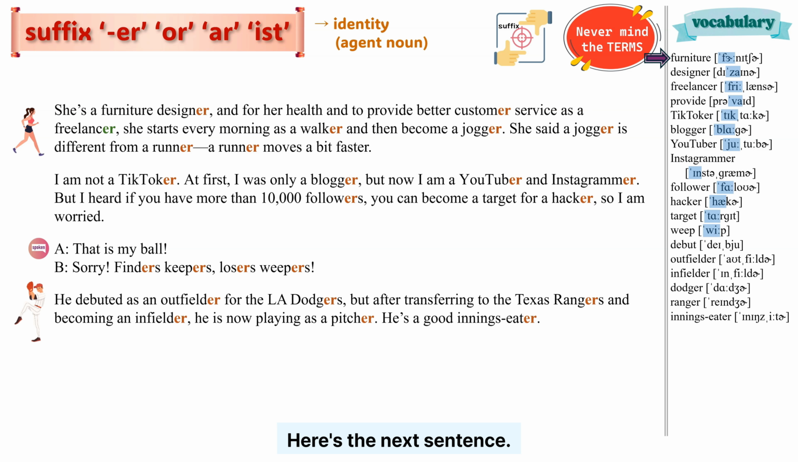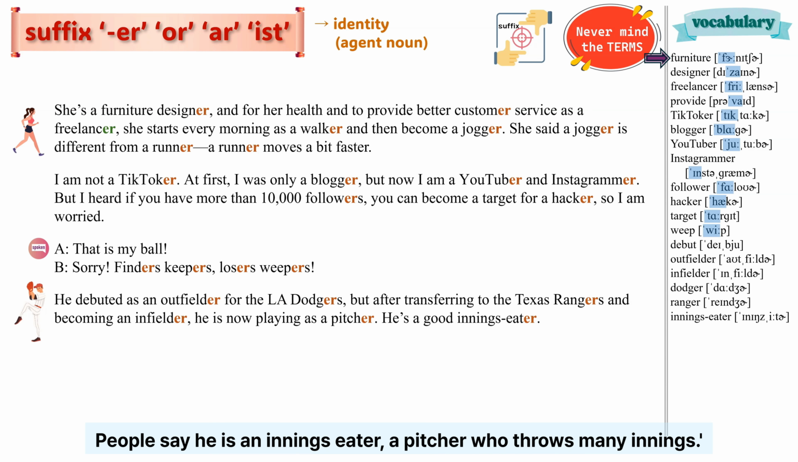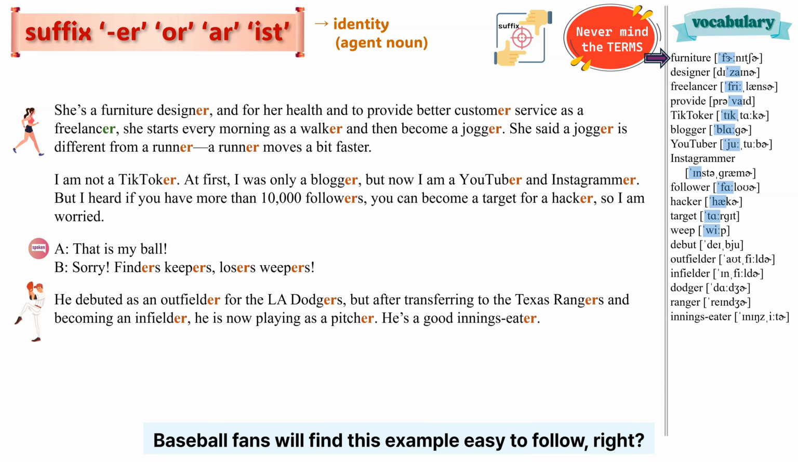Here's the next sentence. He started as an outfielder for the LA Dodgers. Then he moved to the Texas Rangers. He changed to an infielder. Now he plays as a pitcher. He is very good at pitching many innings. People say he is an innings eater, a pitcher who throws many innings. Baseball fans will find this example easy to follow, right?